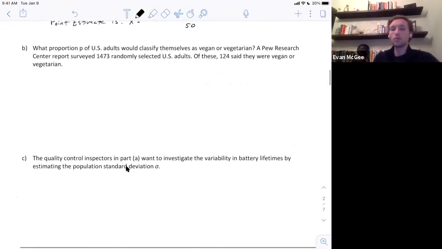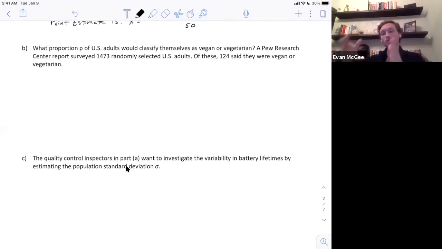Problem B says, what proportion of US adults would classify themselves as vegan or vegetarian? A Pew Research Center report surveyed 1,473 randomly selected US adults. Of these, 124 said they were vegan or vegetarian. So you could ask yourself, is this a categorical variable or is it quantitative? Well, they fall into a category of being vegan or vegetarian, so this is categorical. So we're going to estimate a proportion here. They want to know what proportion fall into these categories.